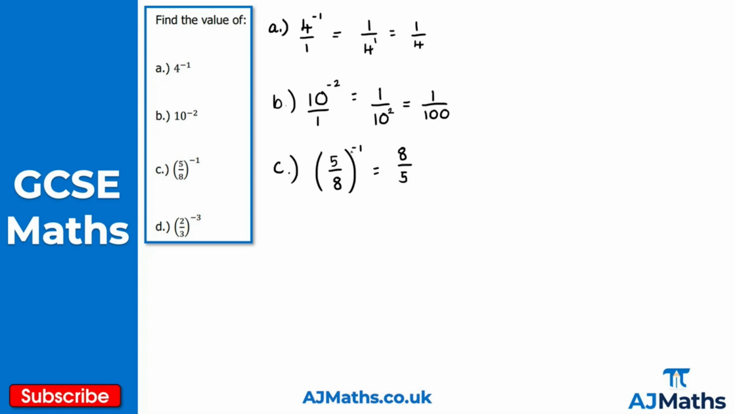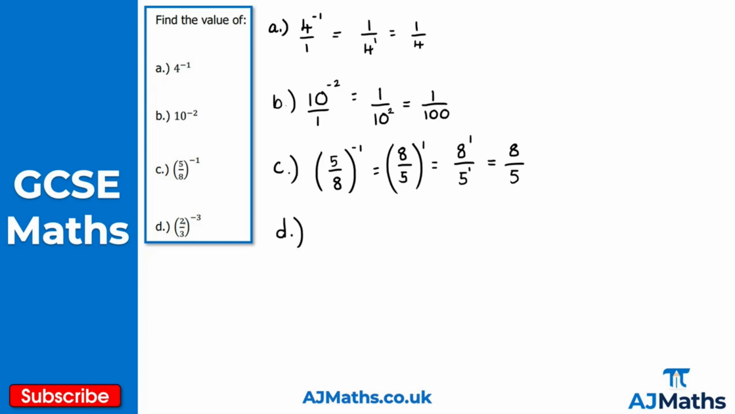And what I do here now is I make this power positive. So I've got 8 over 5, the power of positive 1. Well, in this case, it would give me 8 to the power of 1, and that would be over 5 to the power of 1. 8 to the power of 1 is 8. 5 to the power of 1 is 5. So we get 8 over 5 there. And then finally, moving on to D now.